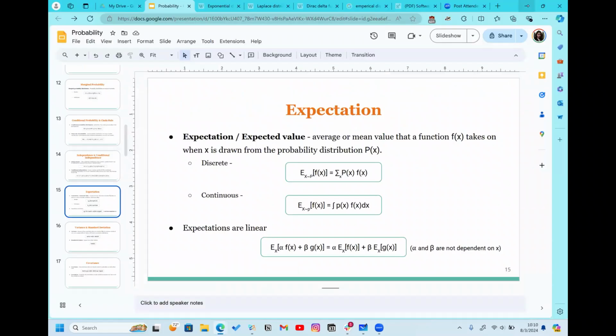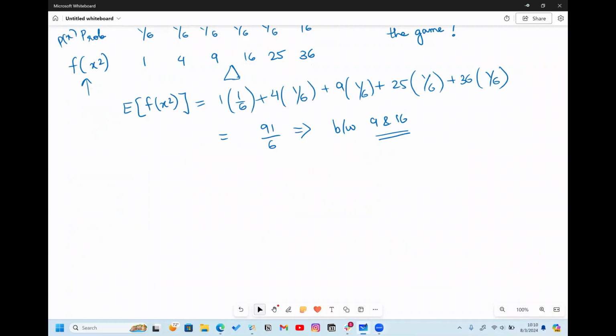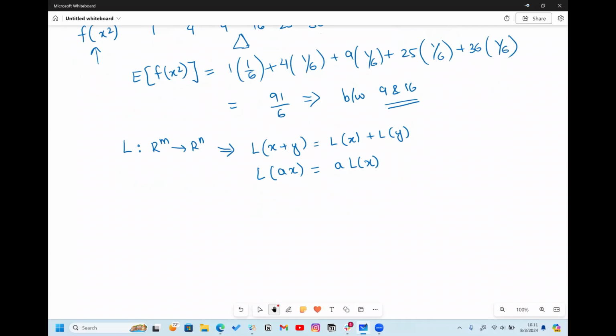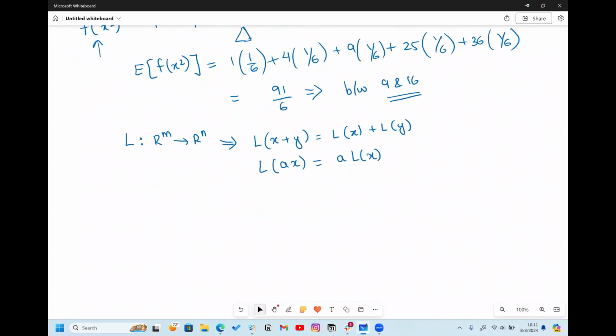Linearity means, if L is some function that goes from R^m to R^n, real values, then linearity is that it can be additive, and if it is multiplied by some scalar, then the scalar comes out. So this is the general linearity. So expected value is also linear.